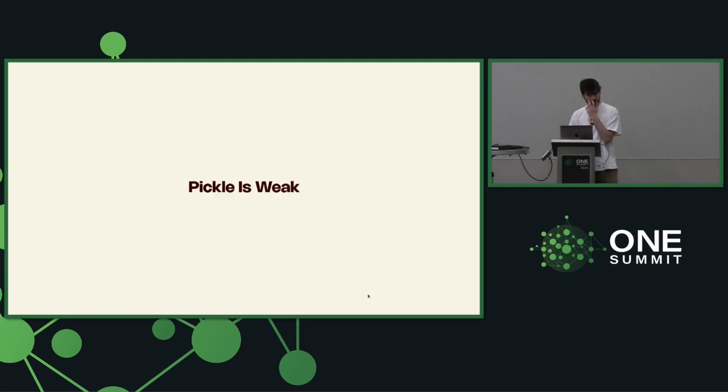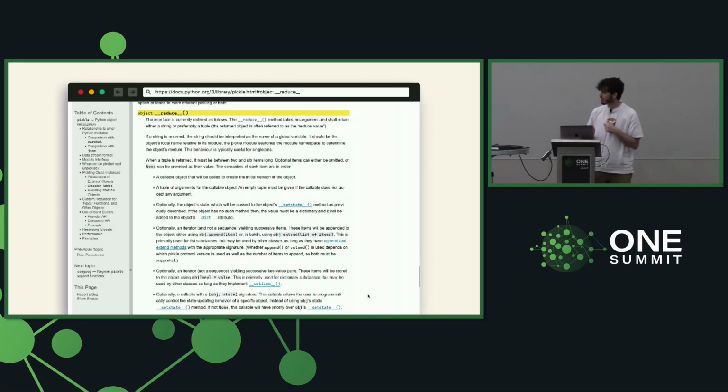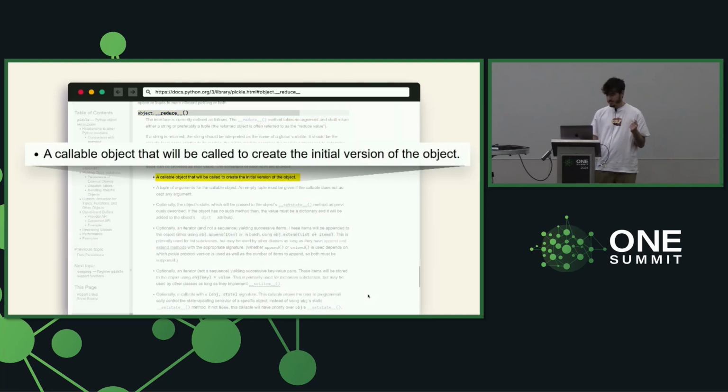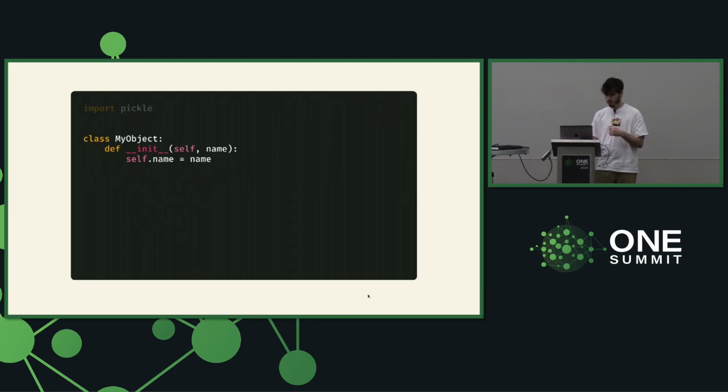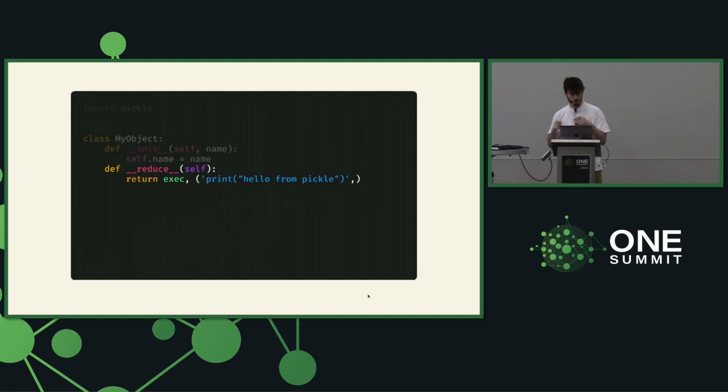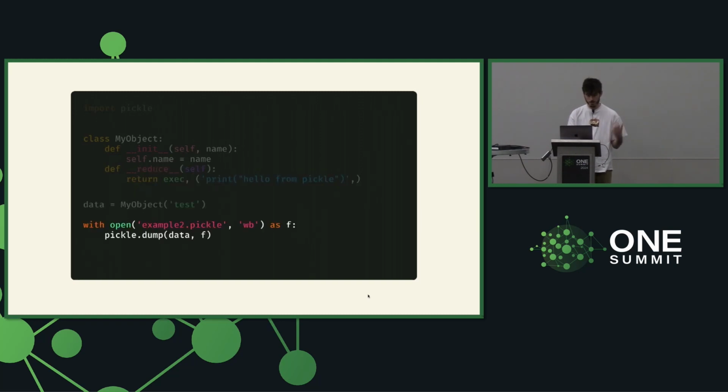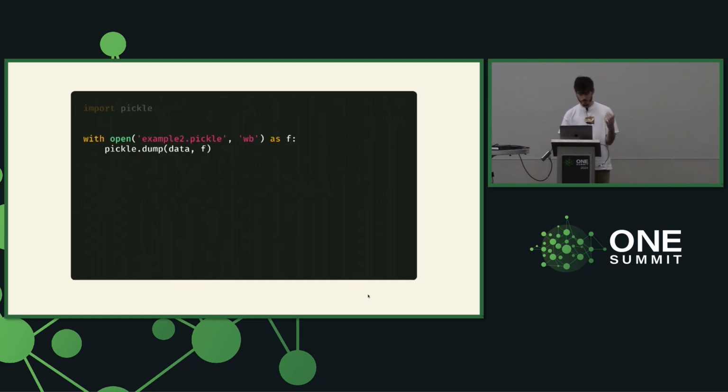The problem is that Pickle is a really weak format. You can even take a look at their documentation, and basically they say there's a callable object that gets a tuple. So when I create a data object, I can put the function reduce, and then I can call any function upon reading the data object. So if we take a look here, the function I want to execute is print and say hello for Pickle, and then when I load the data object, I get this.